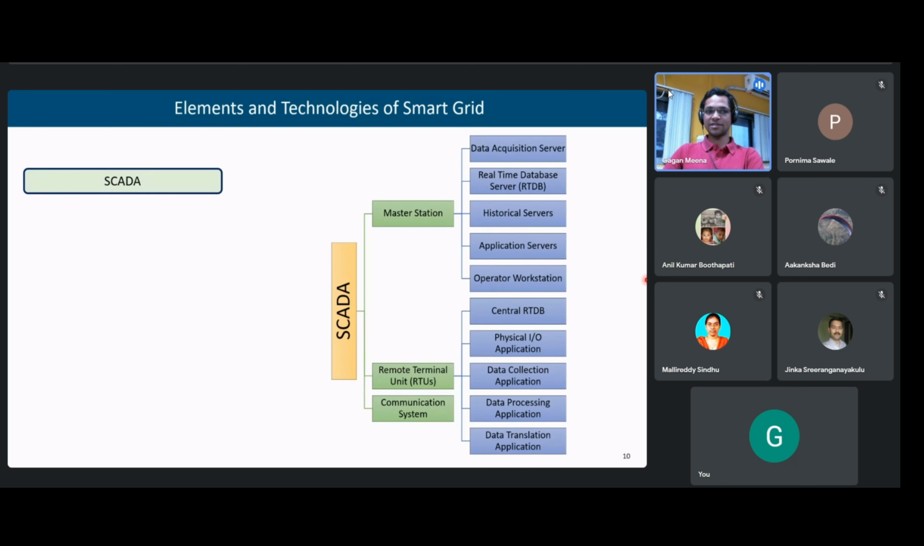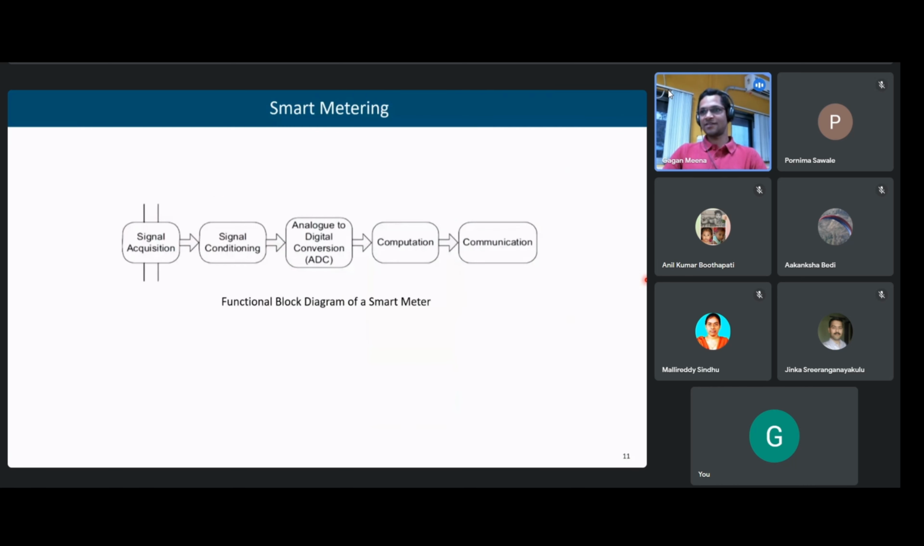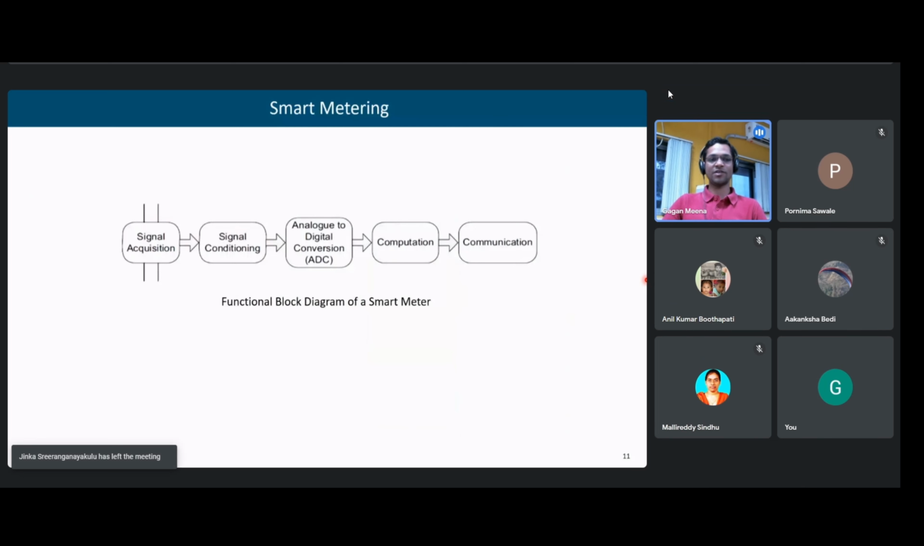Then we talked about smart metering. This is the functional block diagram of a smart meter. First the signal is acquired. Then we do signal conditioning, where we have different types of filters, because we don't want harmonics, we only want the fundamental frequency. We also have an anti-aliasing filter, because sometimes higher frequency components behave like fundamental frequency components, so we have to remove them also.